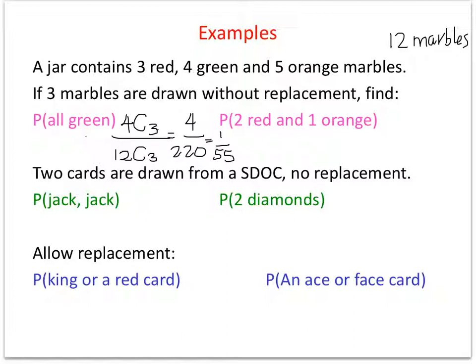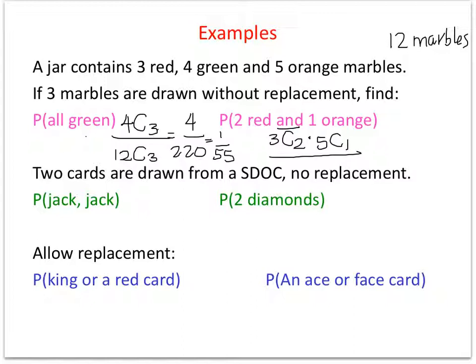Now what if it's the probability of 2 red and 1 orange? Okay, well, we look at our red sample space. I have 3 that I can choose 2 of. That's what I'm looking for. That's my favorable. And of the 5 orange, so it's times, because it's AND, times 5 choose 1. So notice that gives me my total of 3.